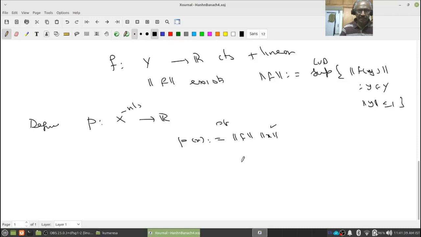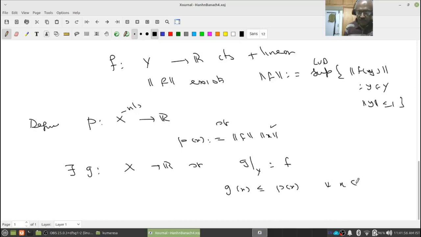All right, so if you apply our version of the Hahn-Banach theorem, what does it say? There is a G from X to R, such that G restricted to Y is F, and G of x is less than or equal to P of x for all x in X. That means G of x is less than or equal to norm of F into norm of x.